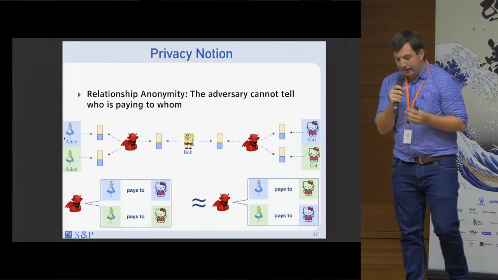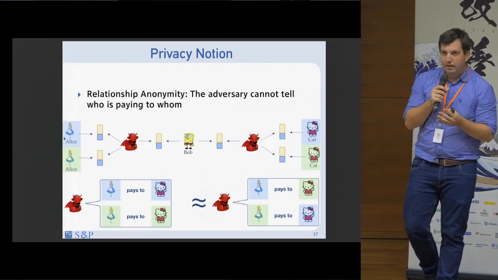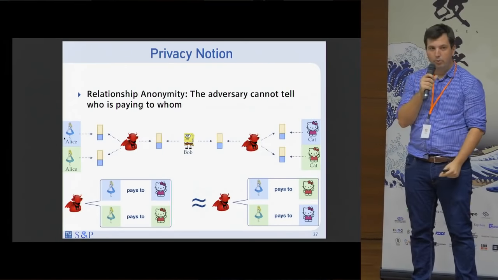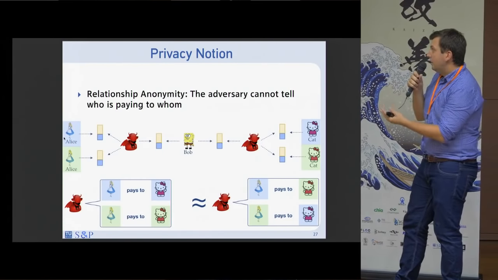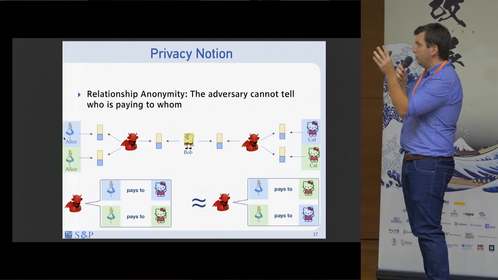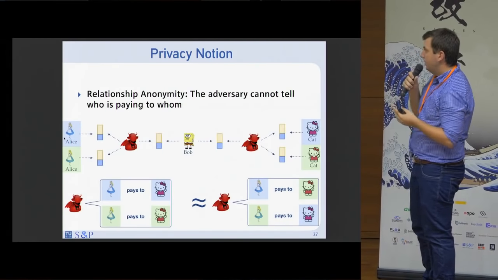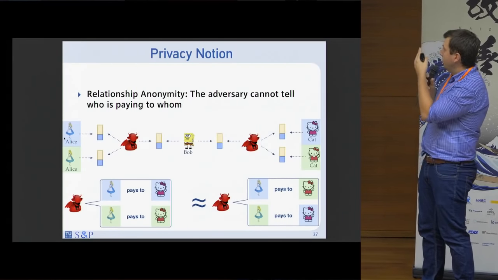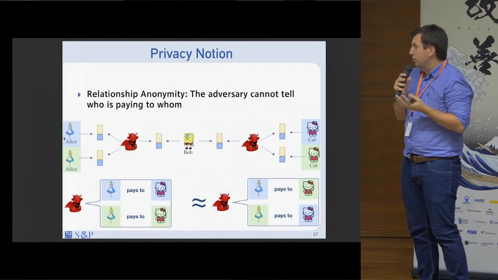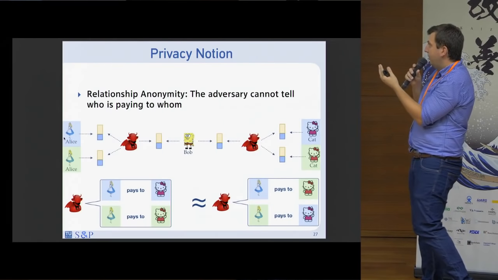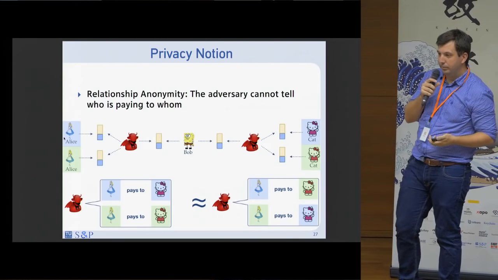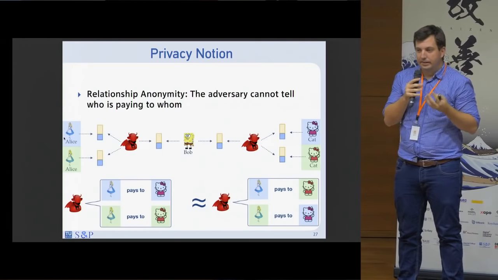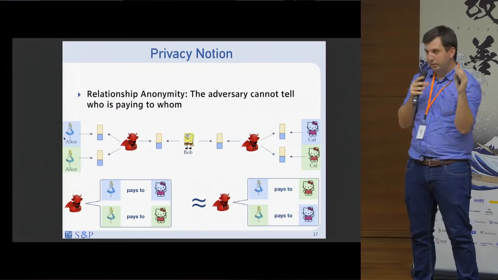And the idea is that an adversary who is sitting in the middle of the path should not be able to figure out who is paying to whom in a whole payment. So in this example, if we have two Alices, or two senders, and two receivers, the probability that the attacker thinks that the blue Alice is paying to the blue cat should be similar to the probability that the attacker thinks that the blue Alice is paying to the green cat. And this in practice means that the attacker doesn't really have much more information from the payment itself.